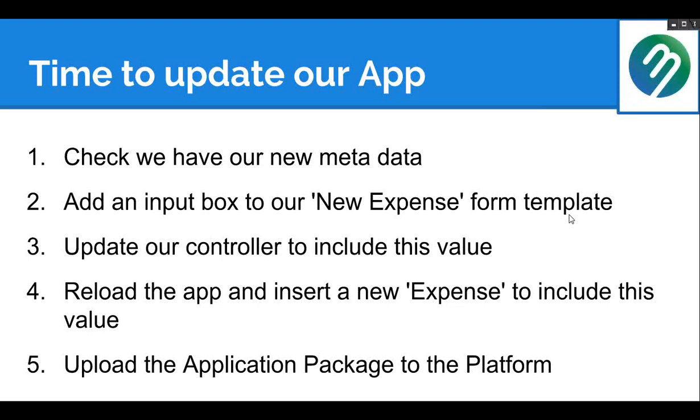As you can see, the various steps we're going to take now, we want to check that our new metadata is available to us so that we're receiving it from the platform successfully. Once we've got that, the instructions we've got for our new requirement is to allow users in the field to use this expense type field when they create a new expense and pass that up. So we're going to modify one of our templates to include an input box for that. And then we'll be updating our JavaScript to pass that value through. We're then going to run the app up with these changes made and create a new expense and see that sort of fly through to the platform. The final step in a real life cycle would be to pass the package up to the platform, and we'll be doing that as well.